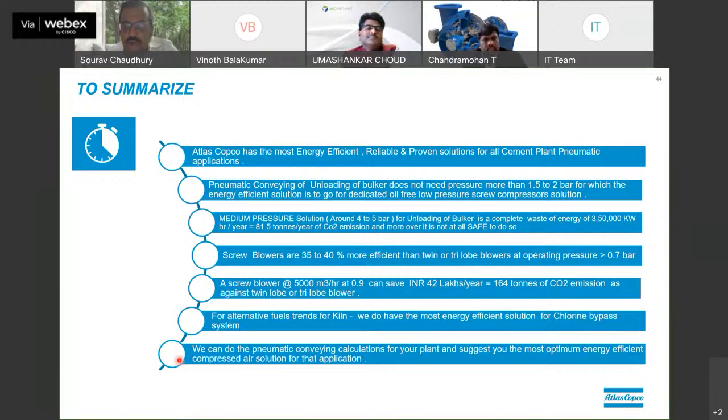Screw blower, this is the most important thing I want you to remember: if the operating pressure is more than 0.7, 0.8 bar, it can save something like 35 to 40% of energy. So for all applications, specifically the burning applications in the kiln, you can replace this and it will be an immense savings. For alternative fuels, because this kind of bypass arrangement has to be there because of the norms, we do have the solutions.